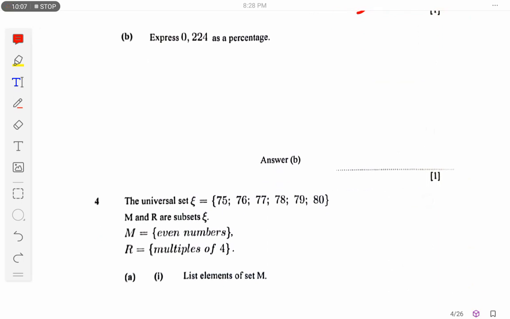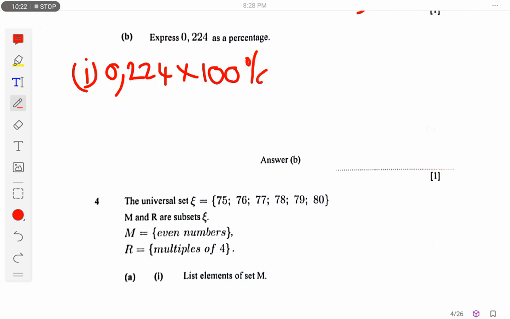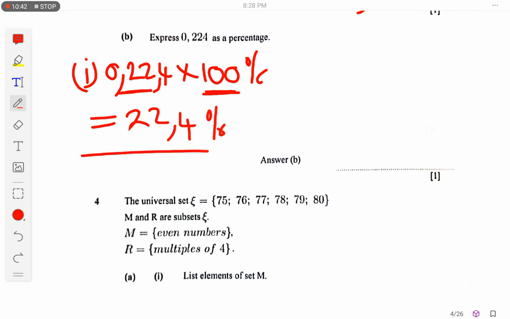Express 0.224 as a percentage. There are two ways of doing this. The first, easiest way, I can simply say 0.224 times 100%. Because it's already a decimal, it means it's already over a certain fraction. So I'll get 22 because I'm moving past these 2 zeros there. So the comma will also move 2 places. So it's going to be 22.4%.